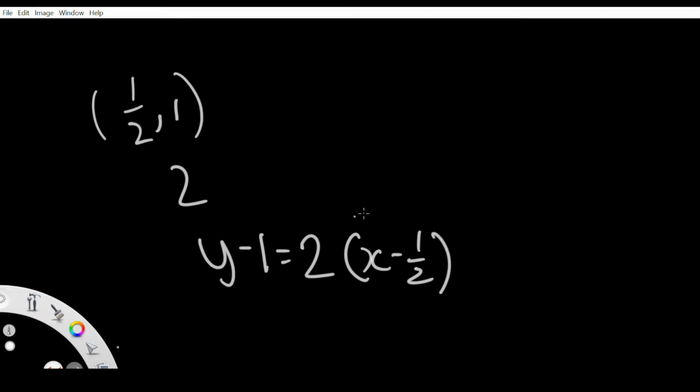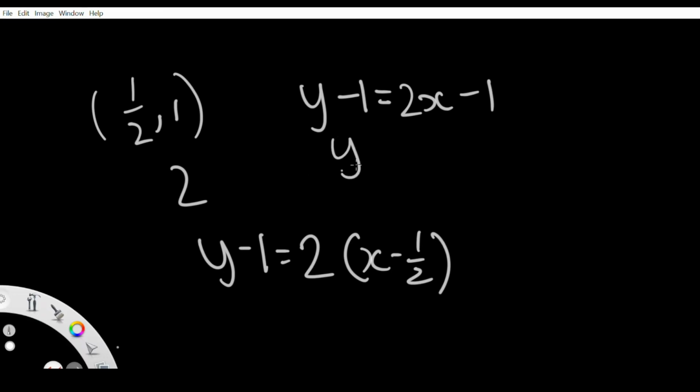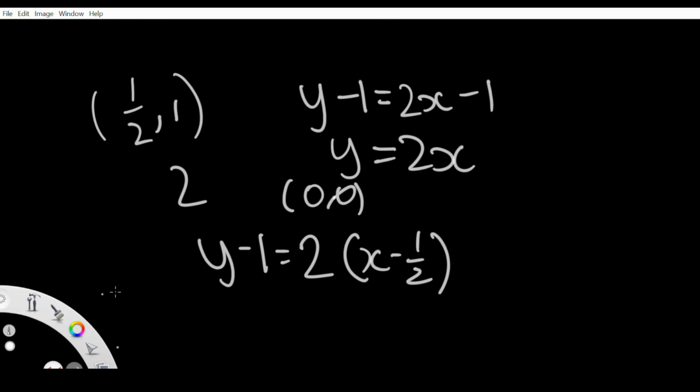And this will be a slope-intercept form. Just to demonstrate, I'm going to simplify this. So y minus 1 is equal to 2 into x, which is 2x, minus 1 by 2 into 2, which is negative 1. Then all we need to do is add 1 to both sides, so we get y is equal to 2x. So for this problem, the y-intercept would be 0, 0. And the reason we know that is since it doesn't display over here.